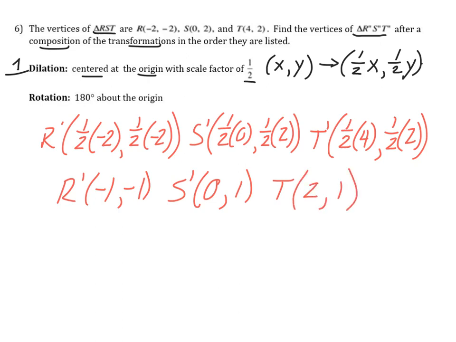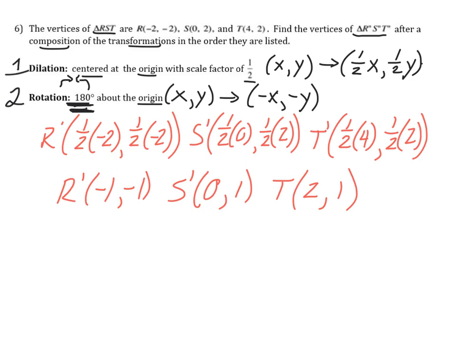After that, I want to perform the rotation. So this is my second transformation, 180 degrees about the origin. They don't specify which direction because it doesn't matter if you're going 180 degrees. It could be clockwise or it could be counterclockwise. They're both going to end with the same result. But what we really need is the rule. So if I'm going to rotate a figure 180 degrees about the origin, remember the rule is negative x, negative y. So both your coordinates are going to change signs.